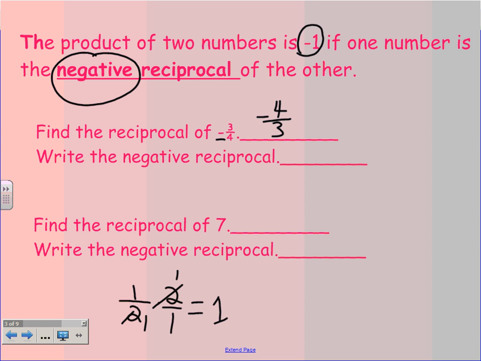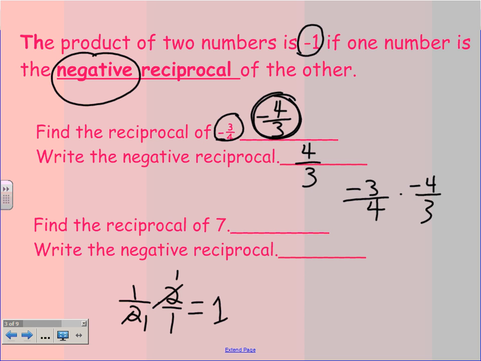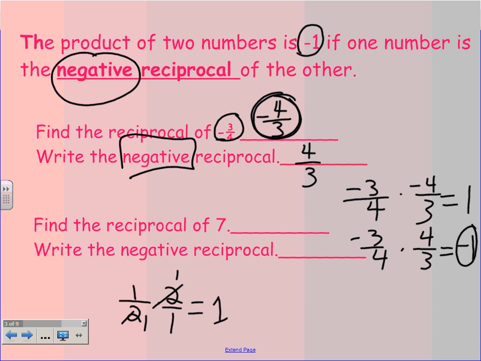Now it says write the negative reciprocal. So we're talking about of the original number. So if the reciprocal of -3/4 is -4/3, then the negative reciprocal is going to be the opposite of -4/3, or +4/3. And let's think about that for a minute. If I multiplied -3/4 times -4/3, then I would have got a product of 1. But if I multiply -3/4 times 4/3, now I'm going to get a product of -1. Mission accomplished. We were looking for the negative reciprocal.